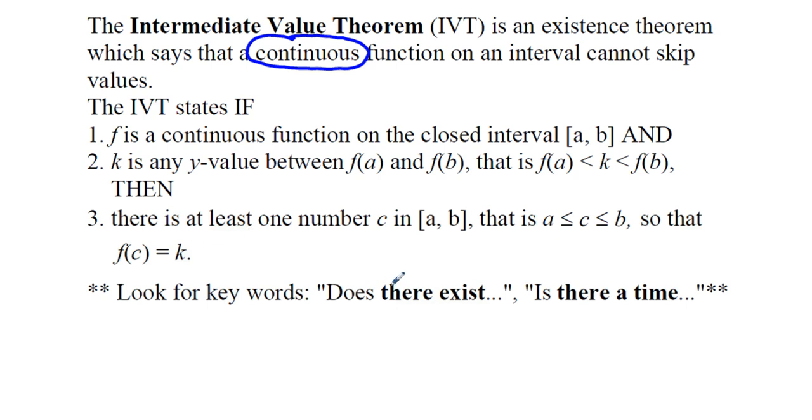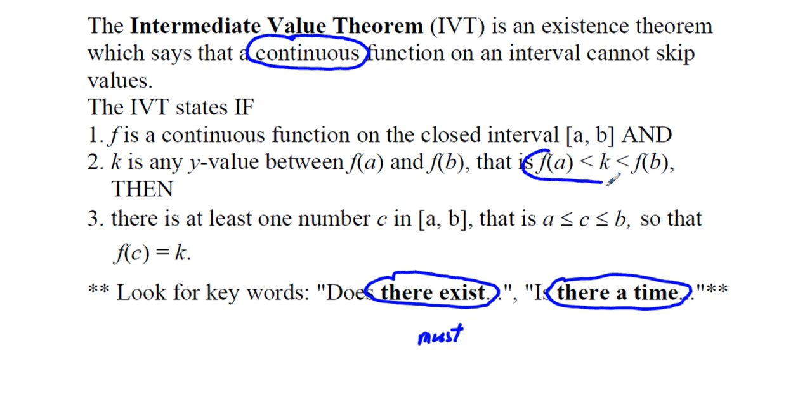So some key words: Does there exist? Is there a time? Sometimes you will see a word in here called must, like, must there be a time? That's something to look out for. But the proper articulation that I see works best and most efficiently is this one right here that I'm circling.